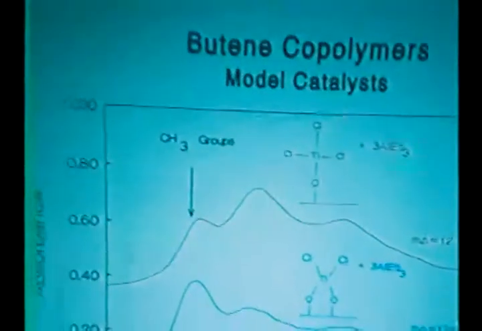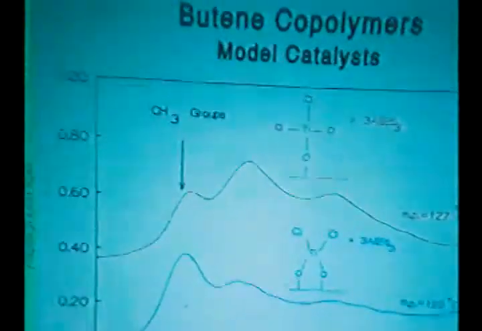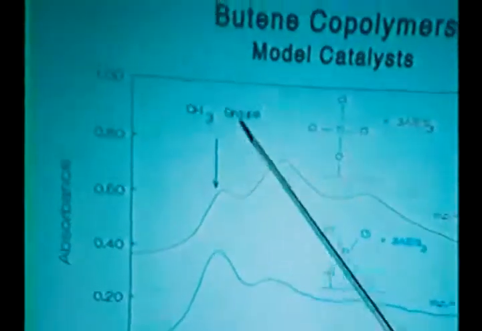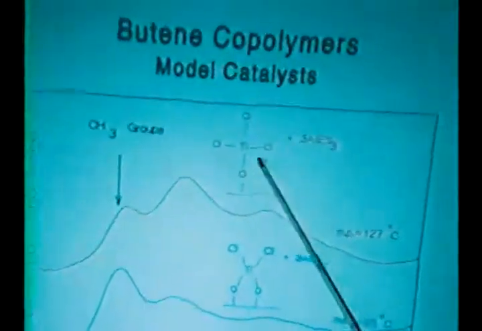The next thing we did was an ethylene 1-butene copolymerization. Essentially the same slide: the infrared spectra of the polymers. Here you see the band at 1378 from methyl groups. Red, the singly bonded catalyst. Blue, the bridge bonded catalyst.